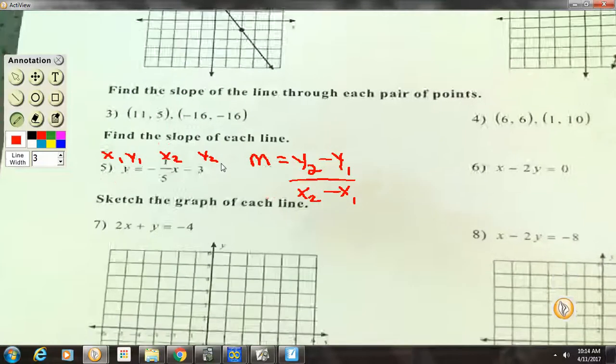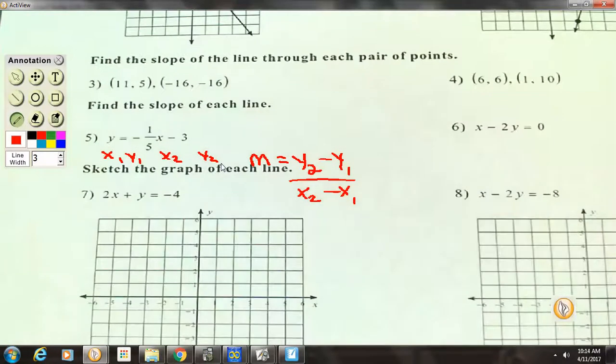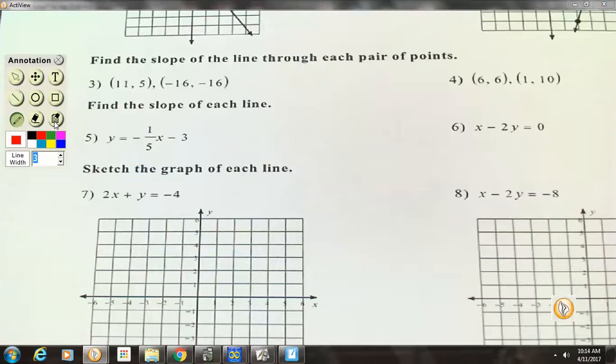5 and 6, they're giving us an equation and want us to find slope. Where's slope? -3. It's the number in front of x. Now if your equation's in slope-intercept form, it's super easy to pick out, isn't it?